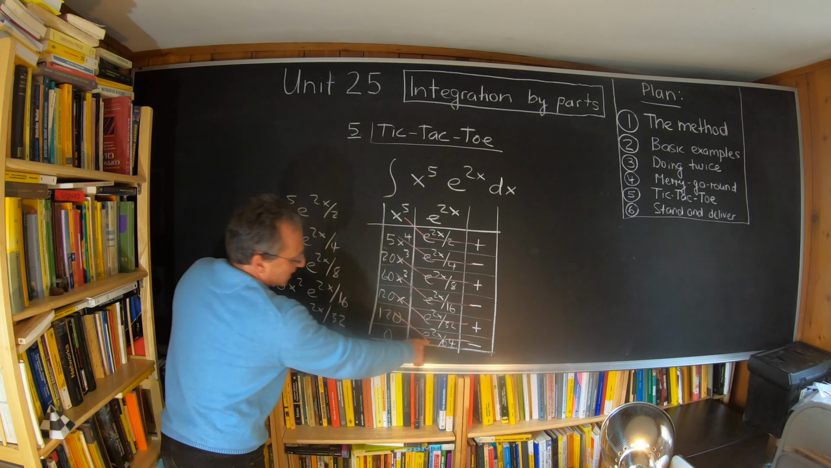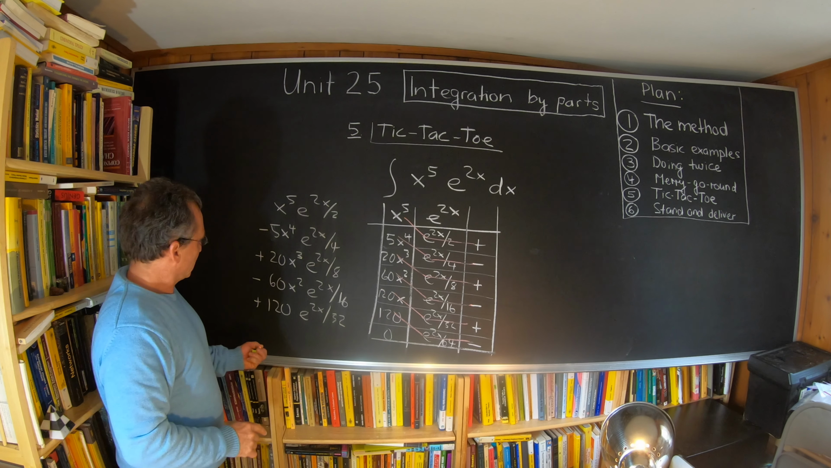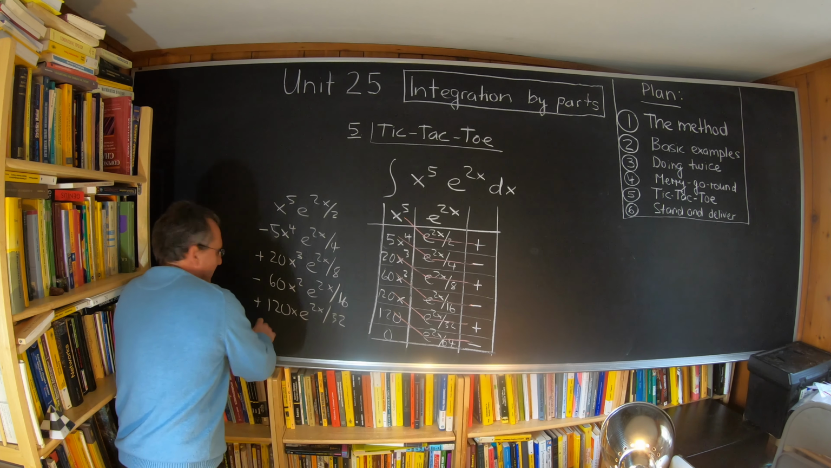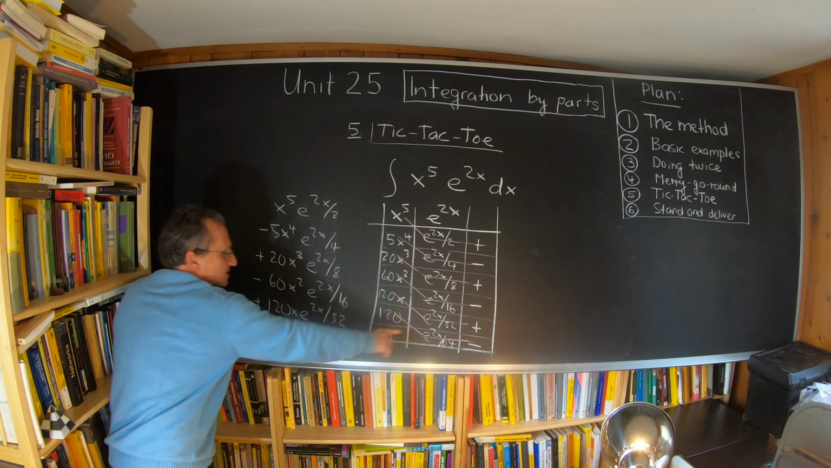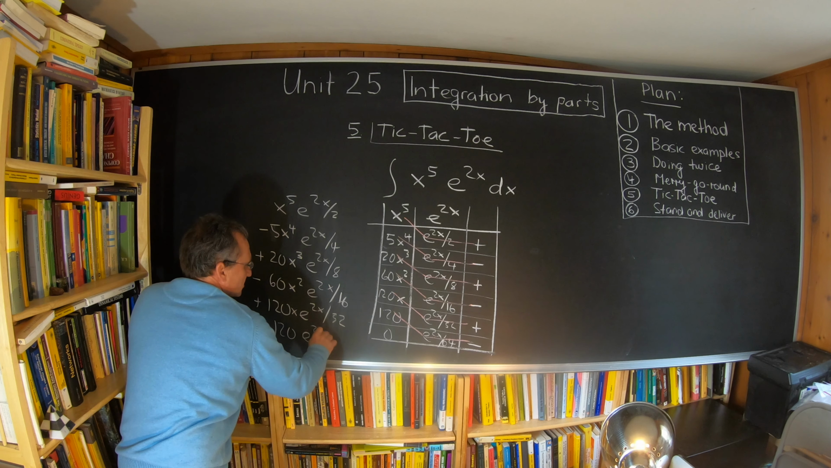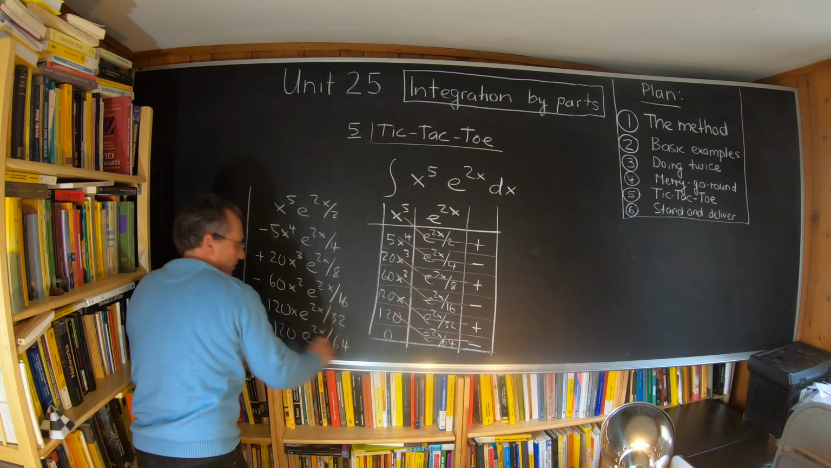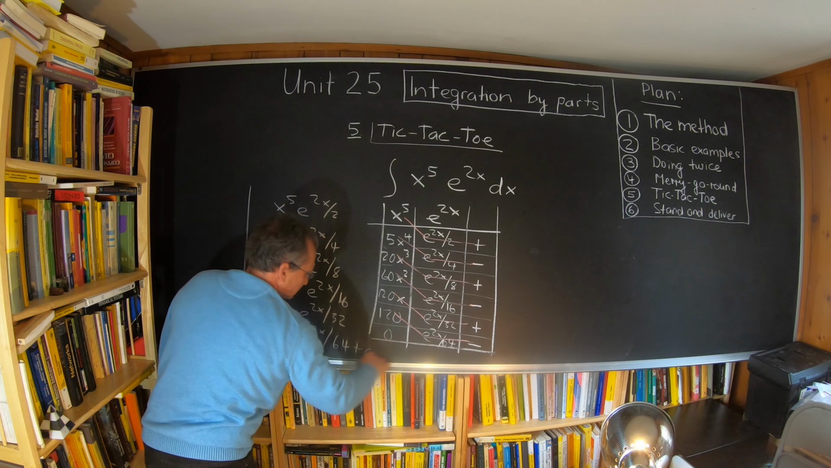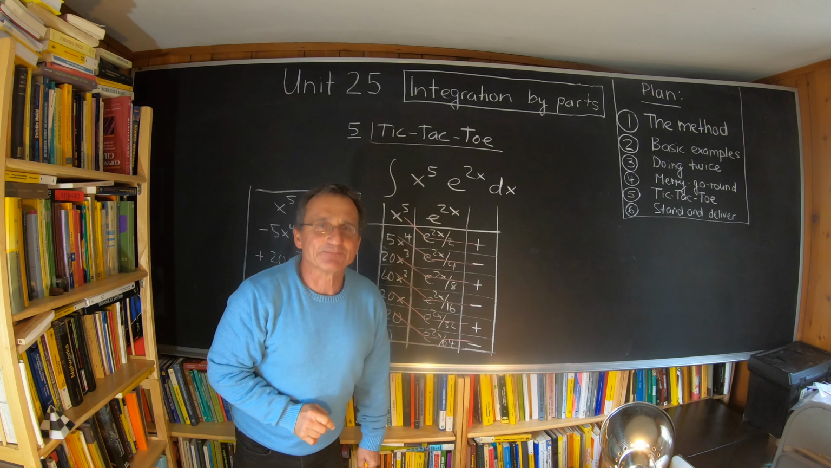And finally we have just 120, and that was the second last one. The last one is, with a negative sign here, minus 120 e to the 2x over 64, plus c. That's the tic-tac-toe method.